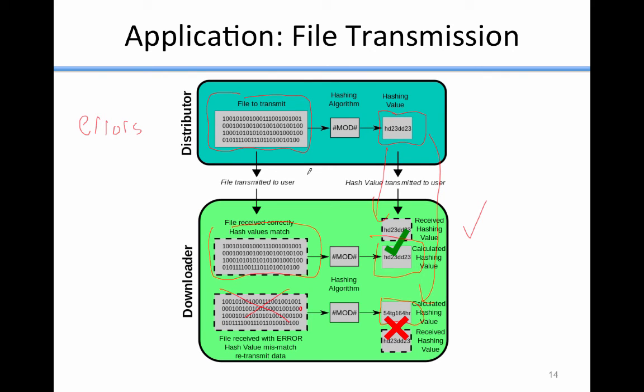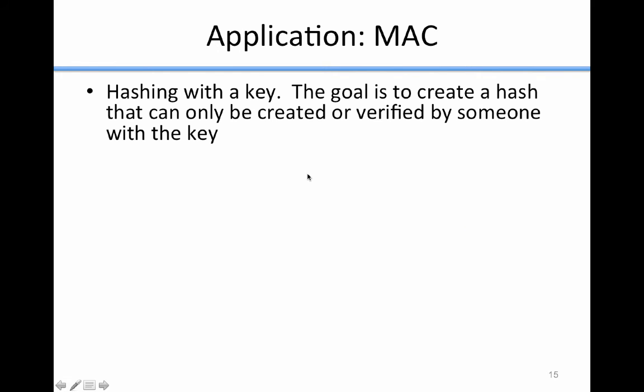So what if we wanted to have a way to store a hash that also incorporated a secret key so that if an attacker breaks in, they can't produce a hash? Well, that's called a message authentication code. This is hashing with a key. And in this case, the goal is to create a hash that can only be created or verified by someone who knows the secret key. So you and someone else share a key, and then you can produce a hash that incorporates that key.